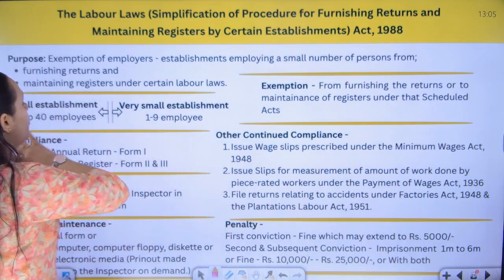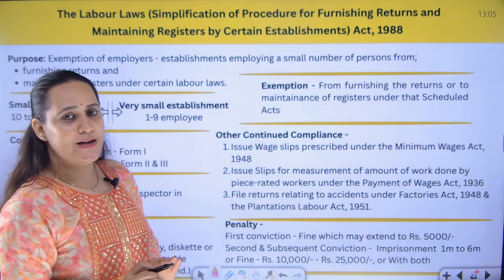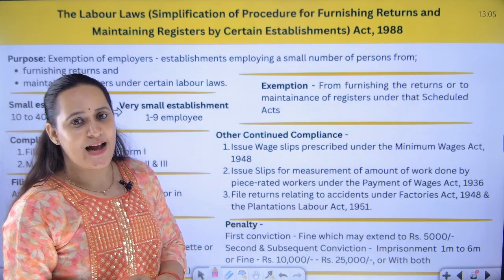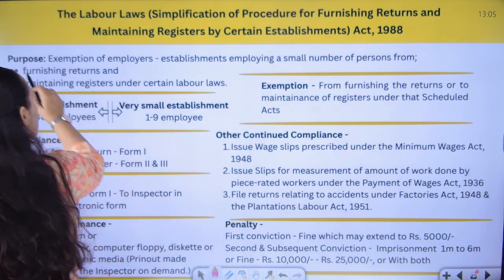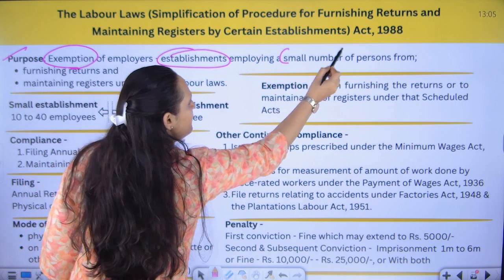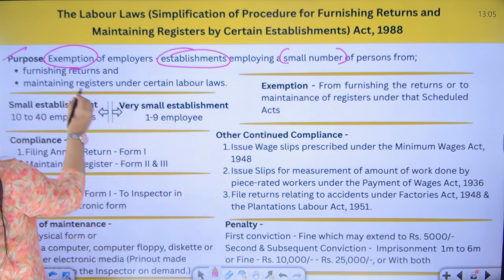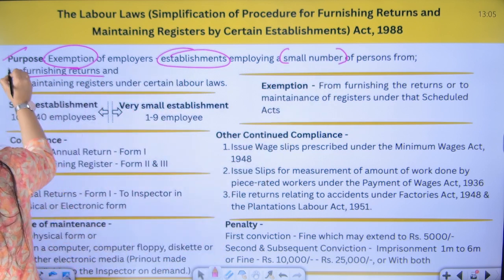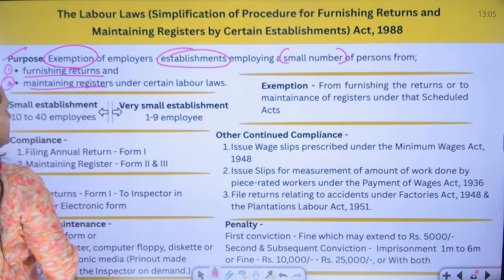Now, a quick sum up. This one slide is going to give you a 100% recap of this entire chapter. What is the purpose? Providing exemption for small establishments employing a small number of people from two aspects: furnishing of annual returns and maintenance of registers.